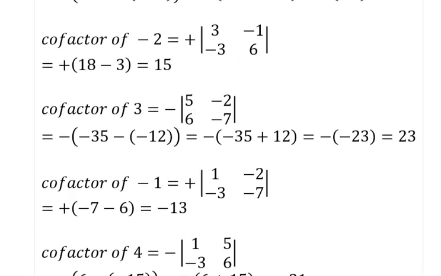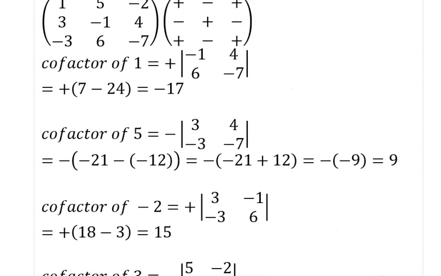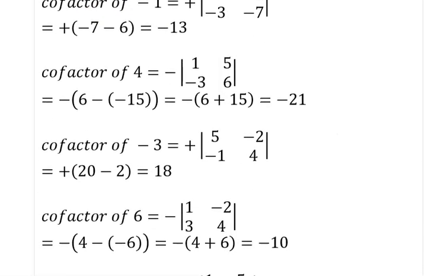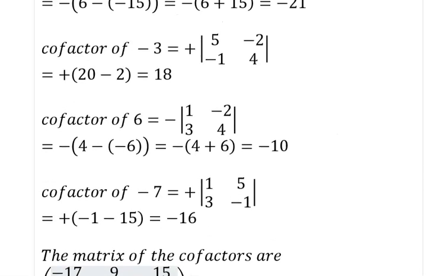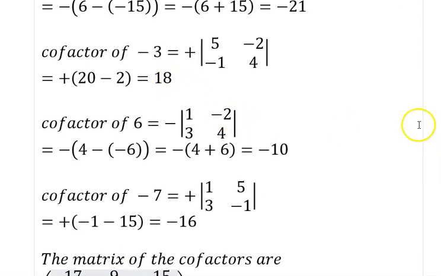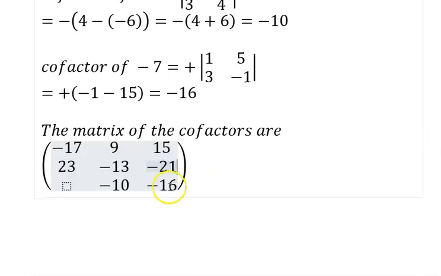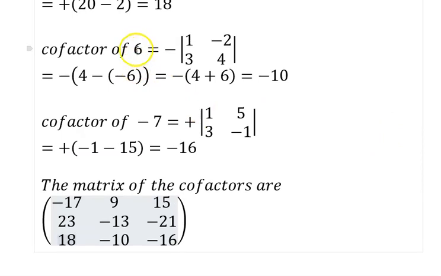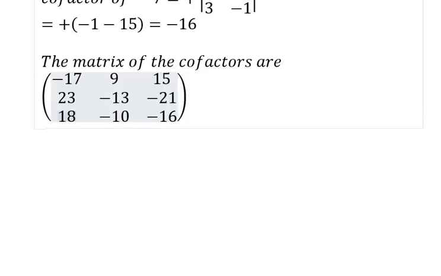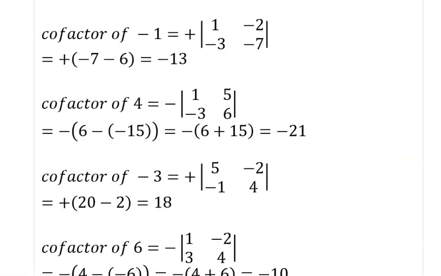Next one, the cofactor of minus 3 is 18. And the cofactor of 6 is minus 10. The cofactor of minus 7 is minus 16. Awesome. So we've gotten the matrix of our cofactors. Now, adjoint. What is adjoint?